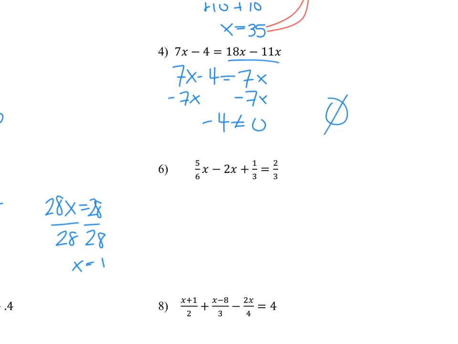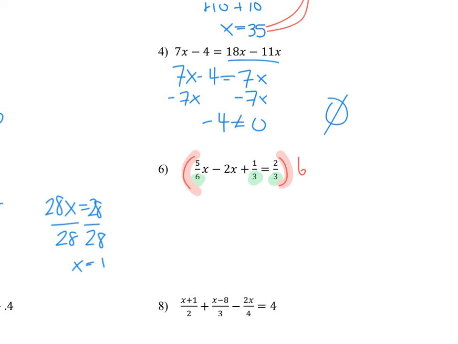Okay, next example. So you very well could do fractions throughout this entire problem, or we can have a little trick up our sleeve and look at all the denominators and find the least common denominator, or the multiple that they share in common. So in this case, it's going to be 6. So I'm going to multiply everything by 6, the entire equation by 6.